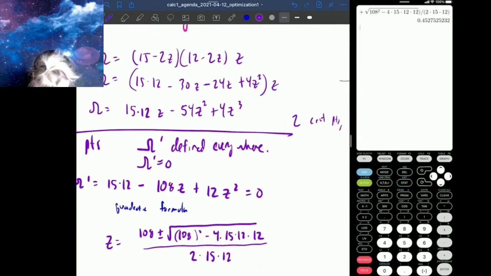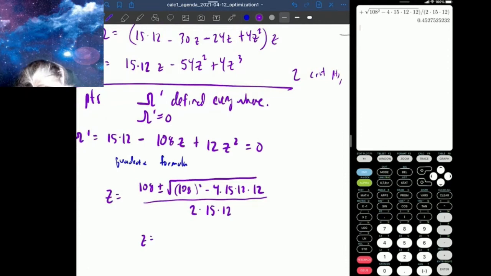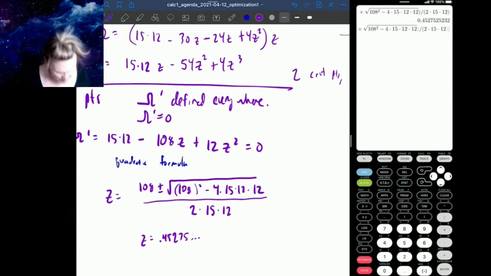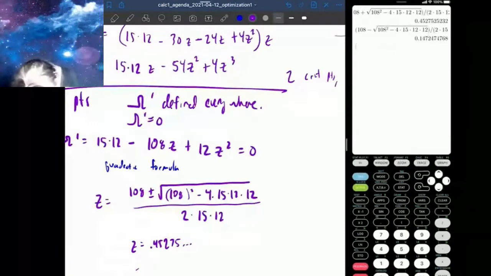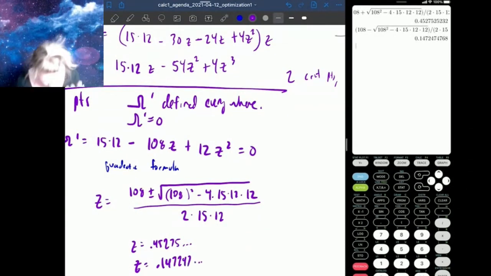I got z equals 0.45275, and I can use the second entry to recall my previous entry because I want to compute the other root. So remember there's plus or minus for the two roots in the quadratic formula. So I'm just going to mouse left here, and I'm going to delete and replace that with a minus sign. And I enter, and I get z equals 0.147247.